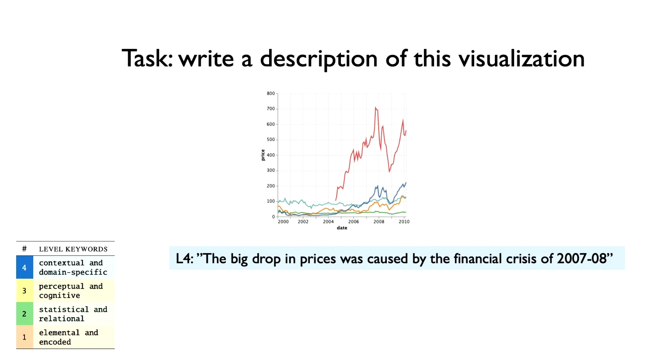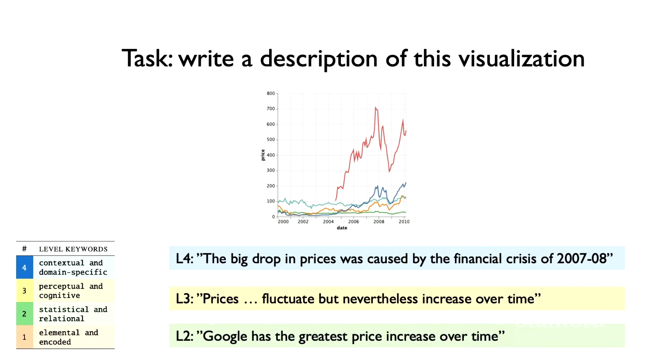There was a high-level category, which reflects external information about a chart, like the big drop in prices was caused by the financial crisis of 2008. So bringing in information that's not actually in the chart is the highest level of text. The next level is text that talks about trends, like prices fluctuate but nevertheless increase over time. And then the lower level, L2, was lower level, like just mentioning the value of a point.